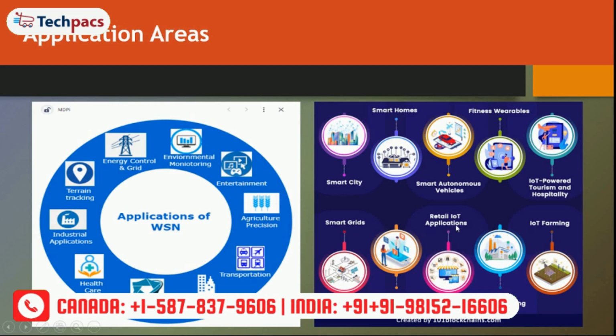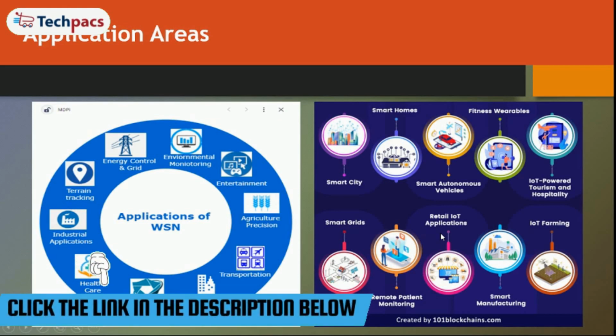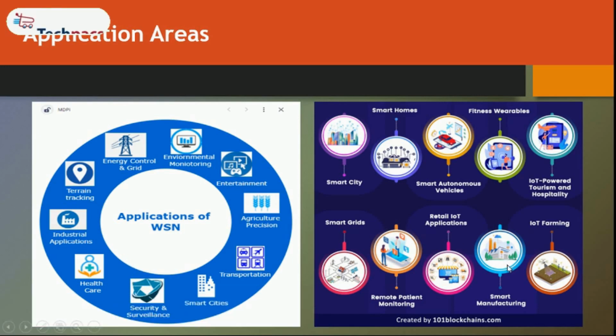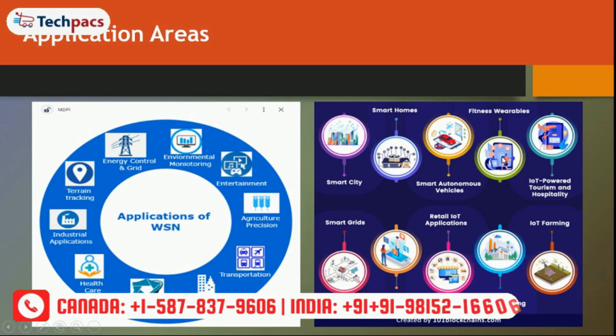In another picture, which was created by 101blockchain.com, you can see smart cities and retail IoT applications, as currently Amazon and many others are moving toward sensor-based stock checking, where as the user purchases things, the billing is done automatically. Then there are smart manufacturing, tourism and hospitality, and even fitness-based wearable devices. All of those are inspired by the sensor network.